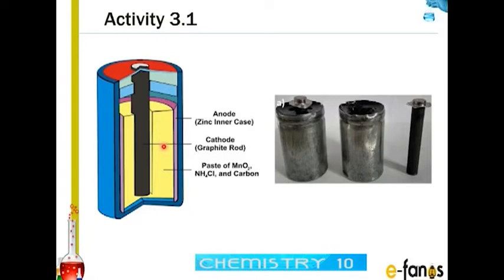So looking at this picture, we have a zinc outer case, which is the anode, and a graphite rod, which is the cathode.